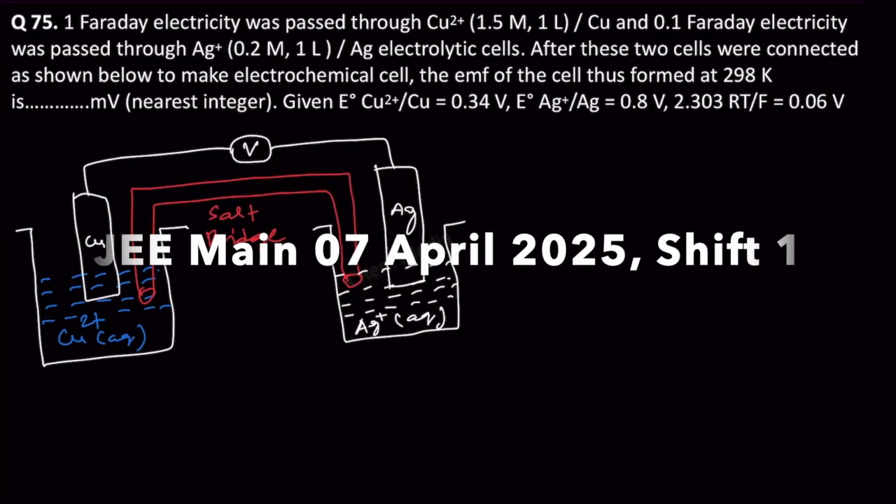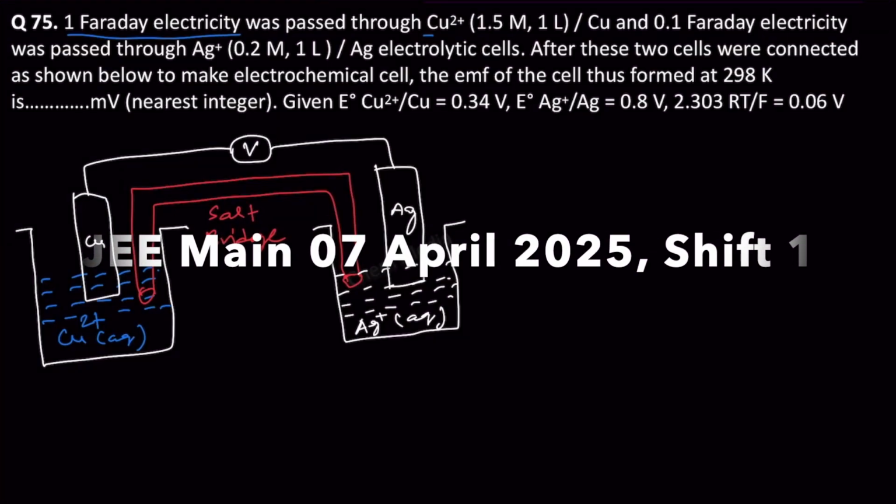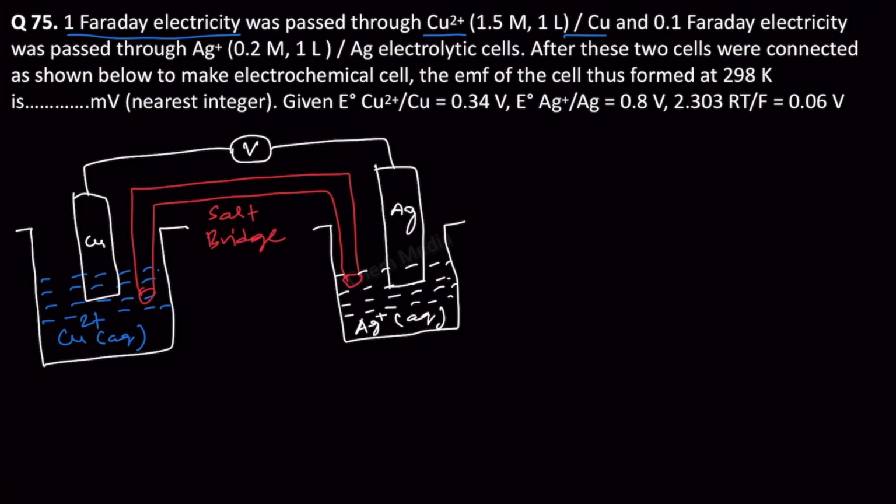1 Faraday electricity was passed through Cu2+|Cu, where the concentration of Cu2+ is 1.5 molar, and 0.1 Faraday electricity was passed through Ag+|Ag, where the concentration of Ag+ is 0.2 molar electrolytic cells. After these two cells were connected, as shown below, to make an electrochemical cell, what is the EMF of the cell thus formed at 298 K?